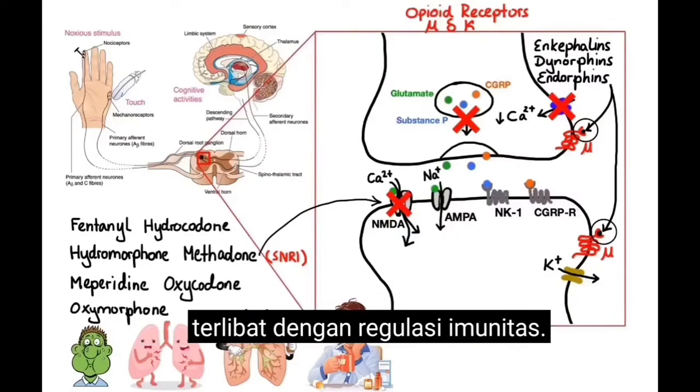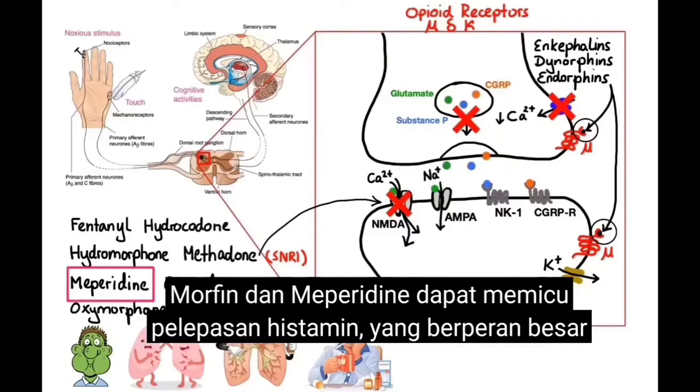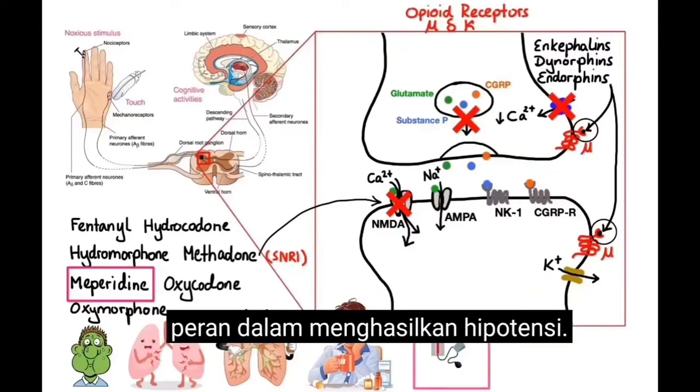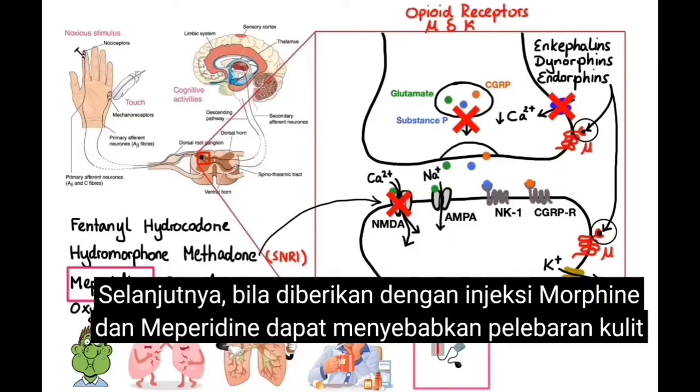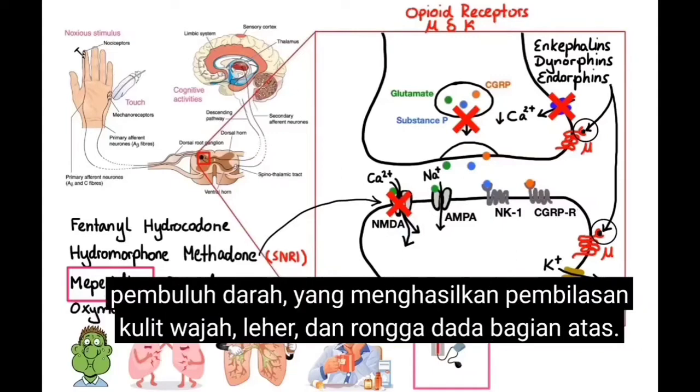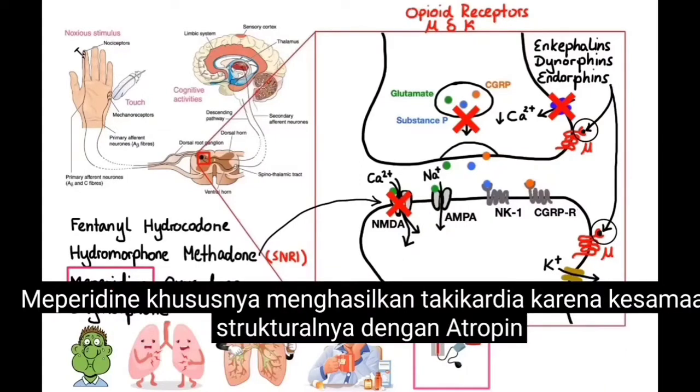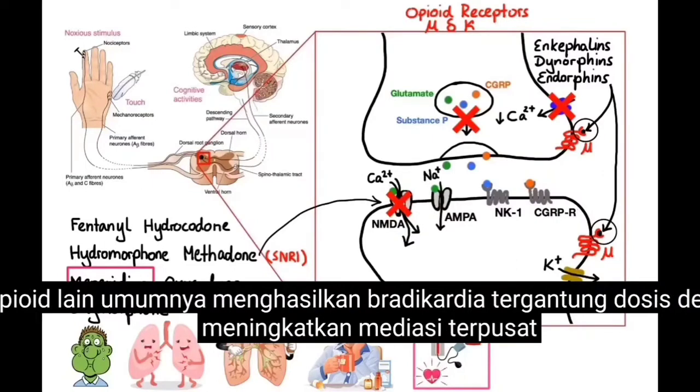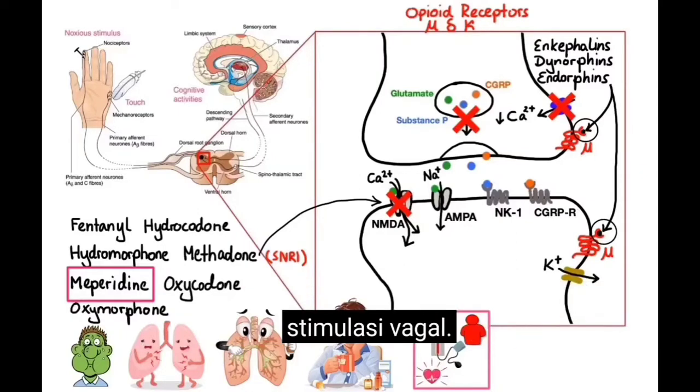immunity. Morphine as well as meperidine may provoke release of histamine, which plays a major role in producing hypotension. Furthermore, when given by injection, morphine and meperidine can cause dilation of cutaneous blood vessels, which results in the flushing of skin of the face, neck, and upper thorax. Meperidine in particular produces tachycardia due to its structural similarity to atropine. Other opioids generally produce a dose-dependent bradycardia by increasing the centrally mediated vagal stimulation.